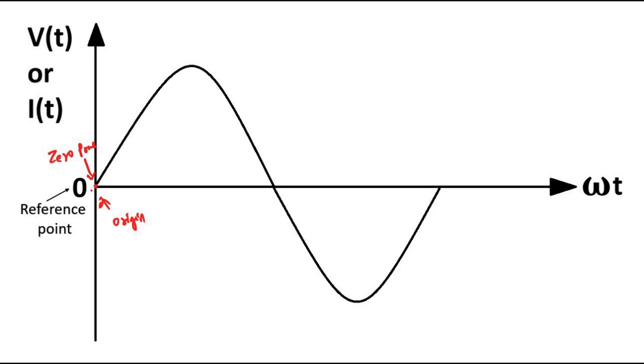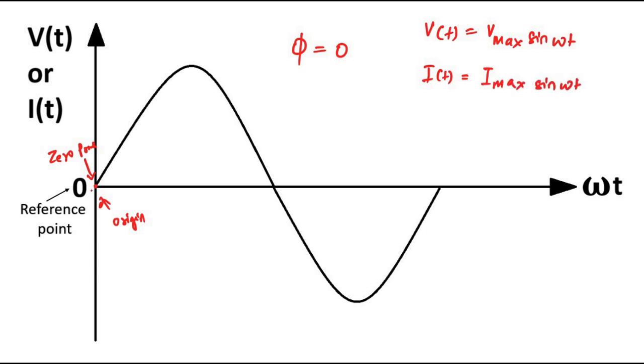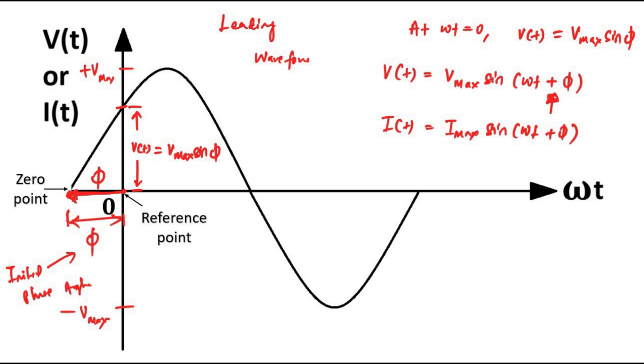It starts at the origin. Here the phase angle is 0 degree or radian. So it is simply Vt is equal to Vmax sin omega t, or It is equal to Imax sin omega t, with no initial phase angle.